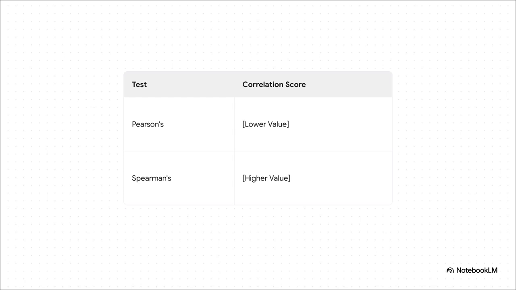Don't worry about the exact numbers. Just look at the gap between the Pearson score and the Spearman score. A difference this wide is basically your data waving a giant flashing neon sign, screaming that a simple straight line analysis is absolutely missing the real story here.